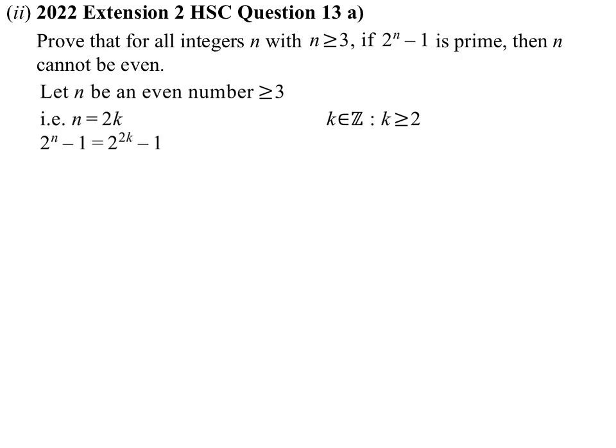2 to the power of n minus 1, let's have a look at that. That becomes 2 to the power of 2k minus 1. That's the difference of 2 squares. It'll be 2 to the power of k minus 1, 2 to the power of k plus 1.